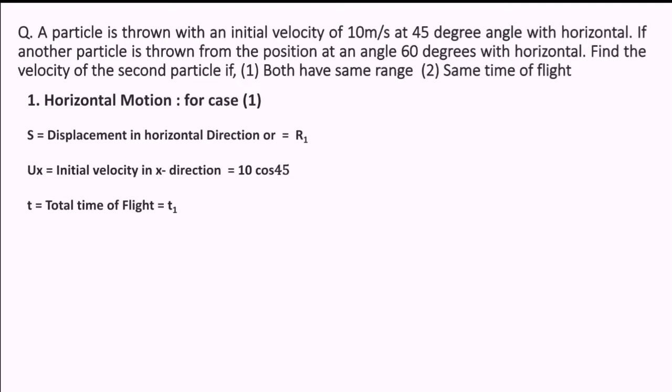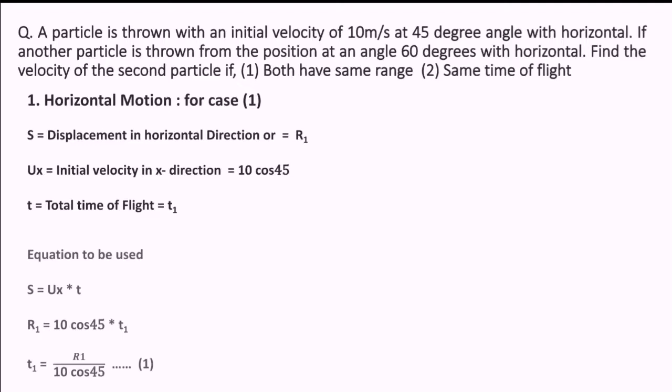U is the initial velocity in x direction, which is given as 10 meter per second, so it will be 10 cos 45, and let us say t is total time of flight, which is equal to t1. Horizontal motion, we have only one equation, S is equal to ut. On substituting the values, I will get equation for t1 as t1 is equal to r1 divided by cos 45. Let this be equation number 1.